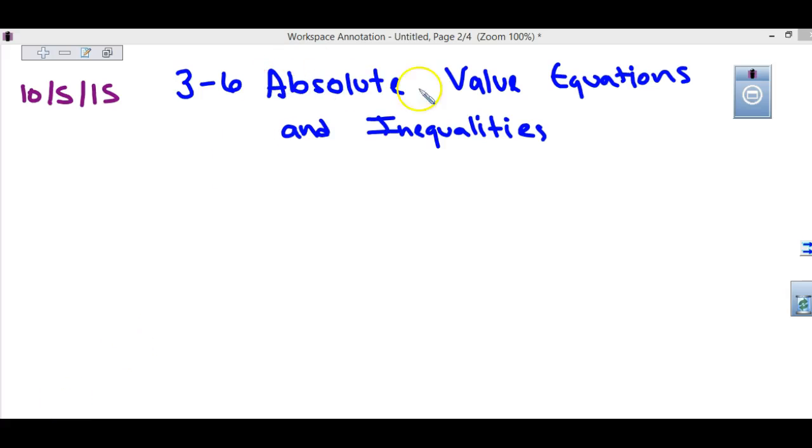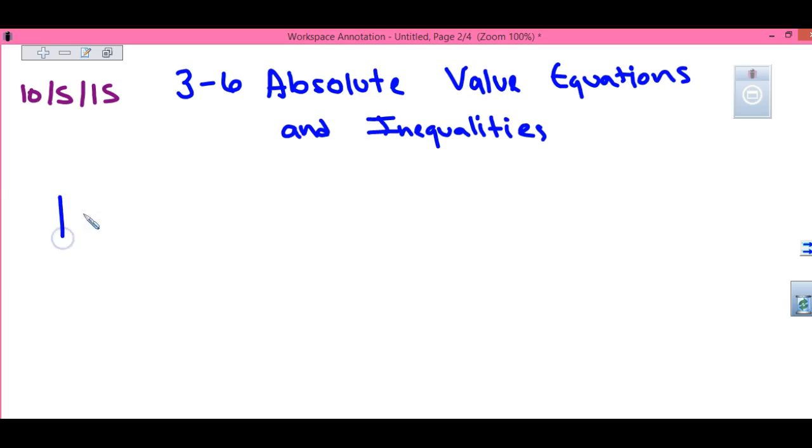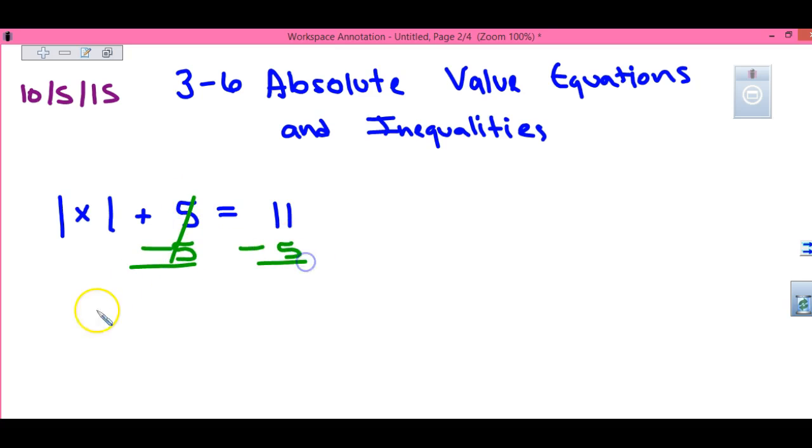Today we're talking about absolute value equations and inequalities. So we're solving for the absolute value of x plus 5 is equal to 11. So we want x by itself. The first thing we're going to do is subtract 5 from both sides. The absolute value of x is equal to 6.